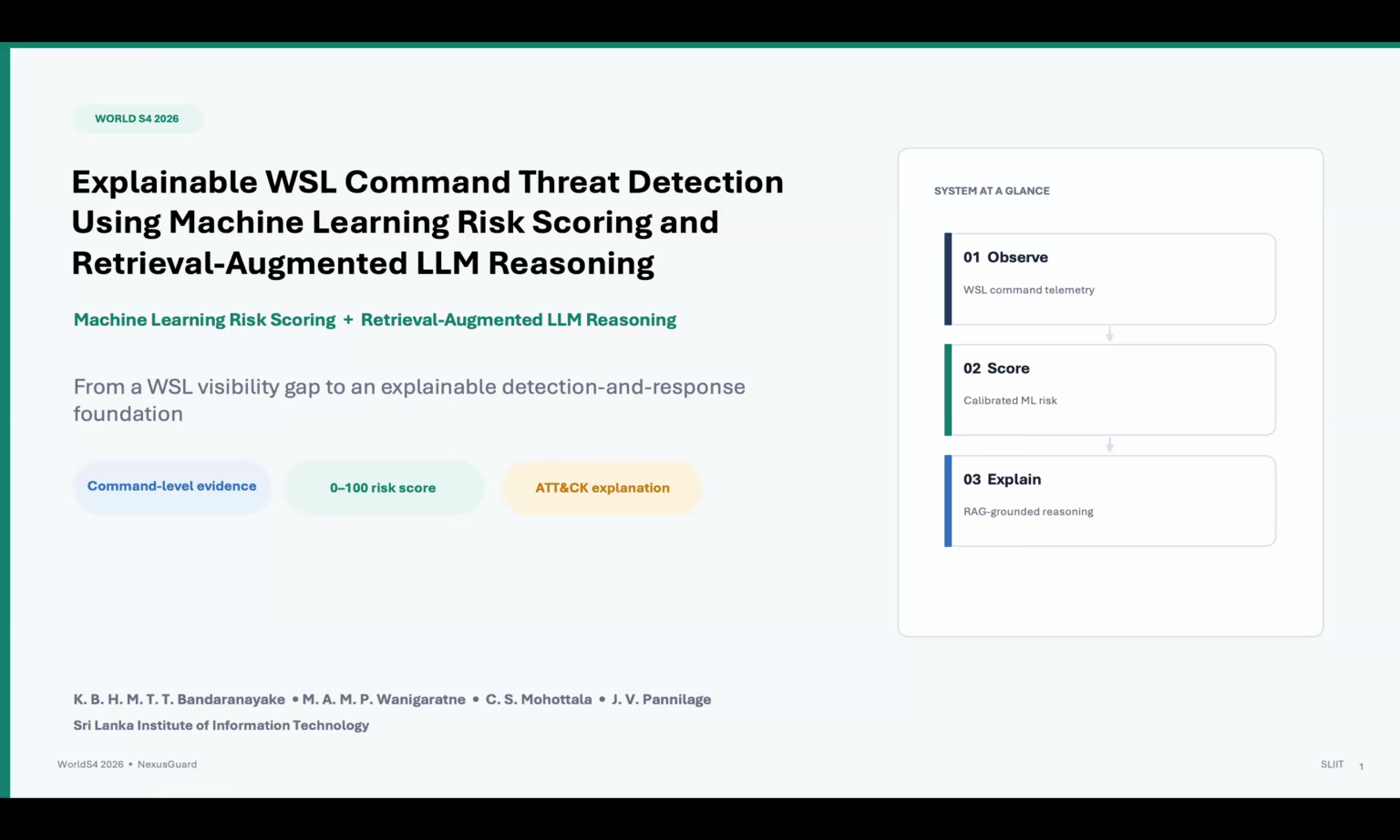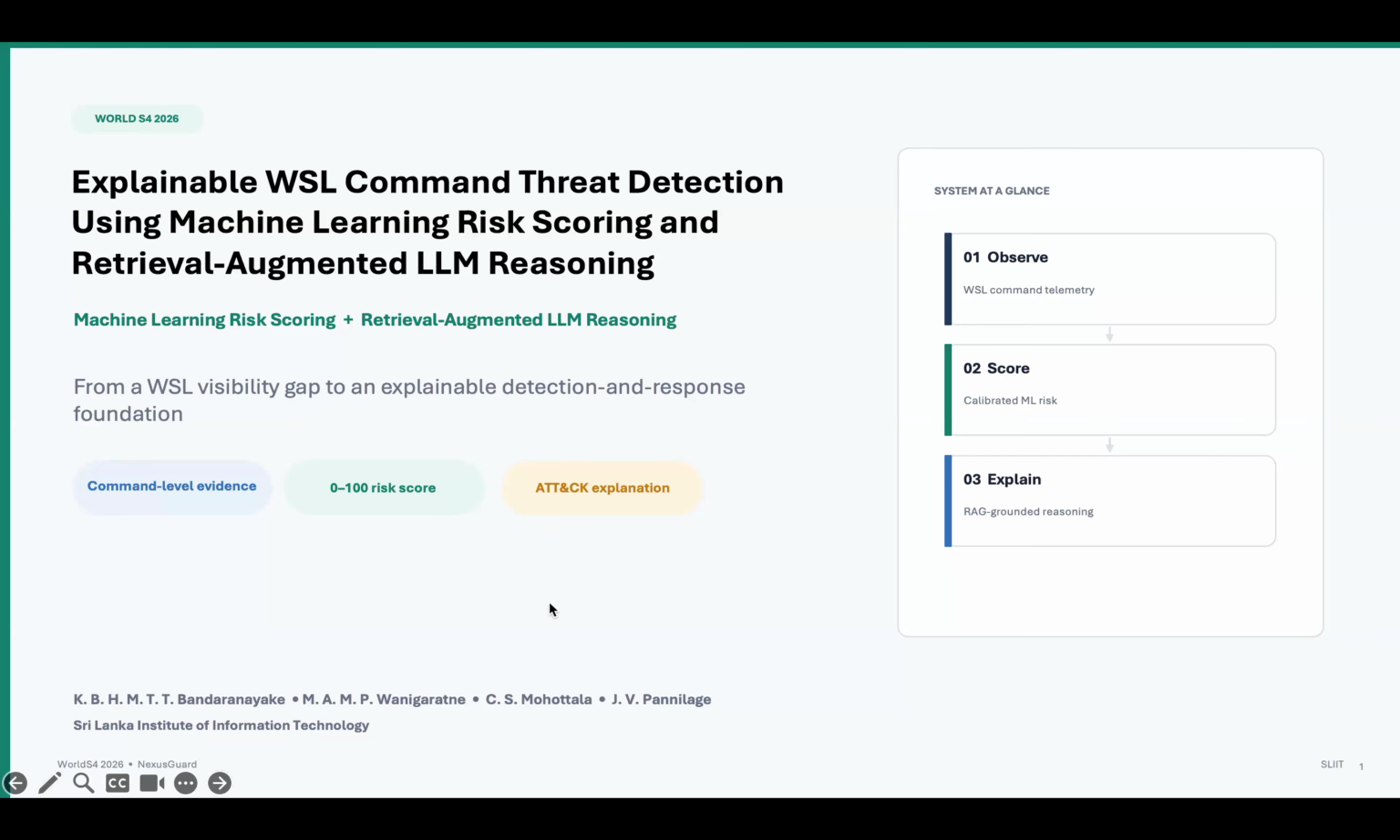Our approach combines three main stages: observing command level activity and assigning an operational risk score to it using a machine learning model, and then generating a grounded analyst explanation using retrieval augmented reasoning. The broader objective is to create a foundation that can eventually support explainable and controlled detection and response workflows. So this is kind of like a stepping stone for AIDR, which is being talked about at the moment.